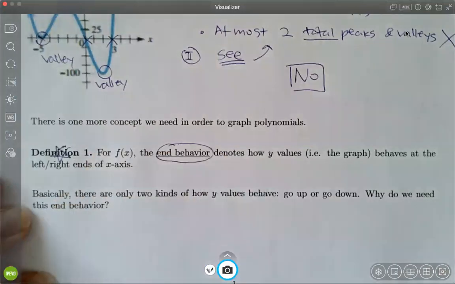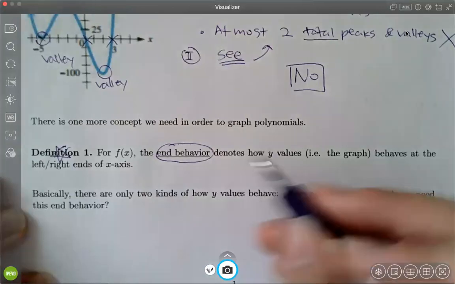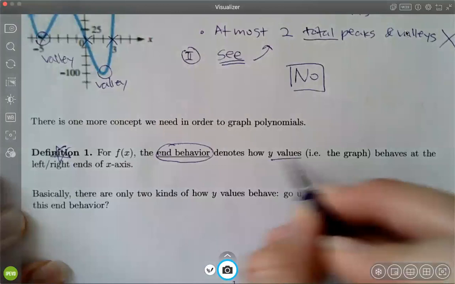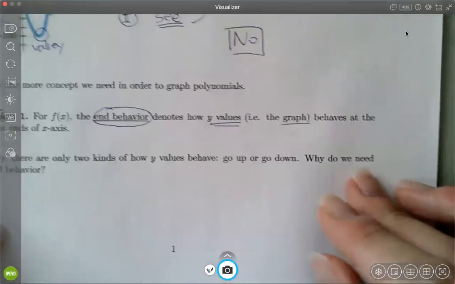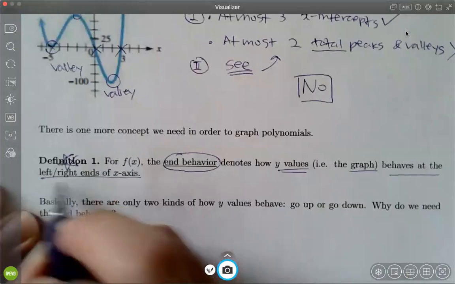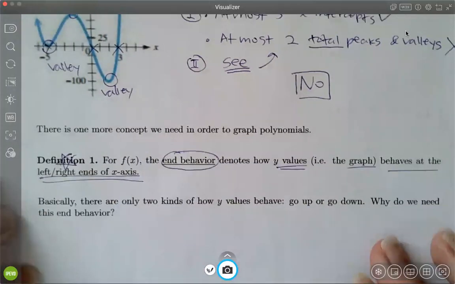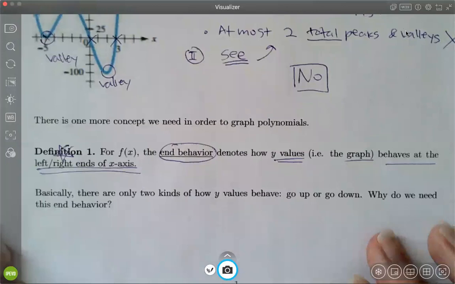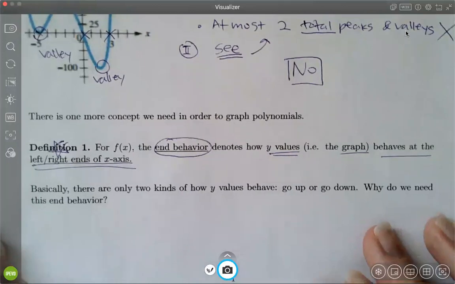Its name is kind of straightforward. End behavior: basically, how the graph behaves at the end. You can take an easy guess, but the precise meaning is that the end behavior means how the y values, i.e. the graph, behave at the left and the right ends of the x-axis. So that's what the end behavior means.